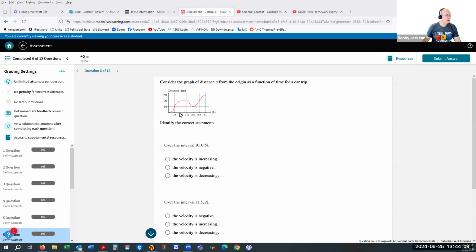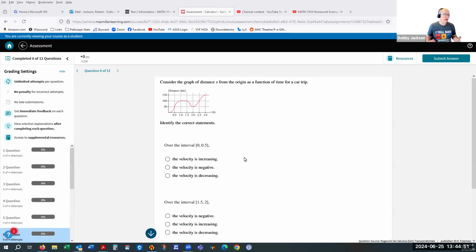So at any point in time, at 1 hour after the trip begins, you can see the car is 100 kilometers from the origin, or from its starting point. At 2 hours, the car is about 50 kilometers, and so on. So it looks like we've got this position function, and we're going to be asked questions about the velocity. The important thing to remember about the velocity is that it is the rate of change of the position or distance function with respect to time. So if s is the distance, ds/dt or s prime would be the velocity.